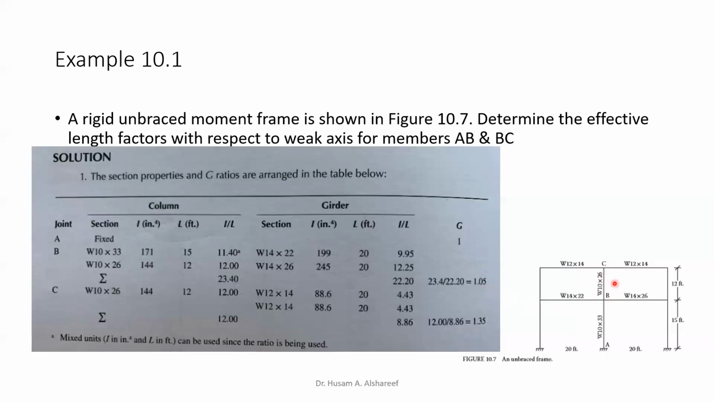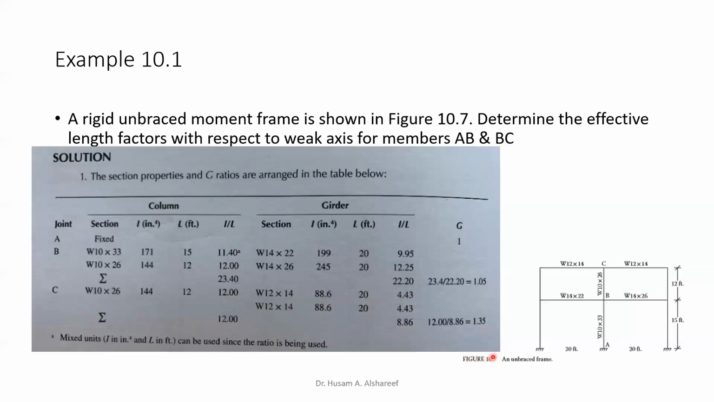For C here, we have one column and two girders. So we come here for joint C. We have W10 by 26, which is this column here. The same thing, you go to the appendix, you find I, you divide it by the length of 12, and your I over L is 12. Because at the same joint we have two girders, one girder's moment of inertia is 88.6 divided by 12. It gives you 4.43. The same thing for the other girder. Then you add them up, then you divide the 12 by this value. It gives you 1.35.